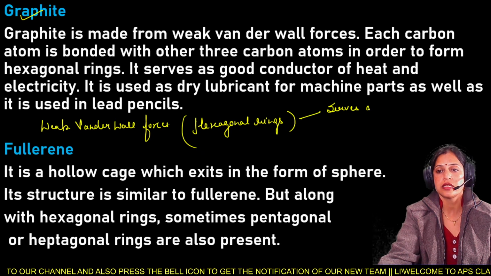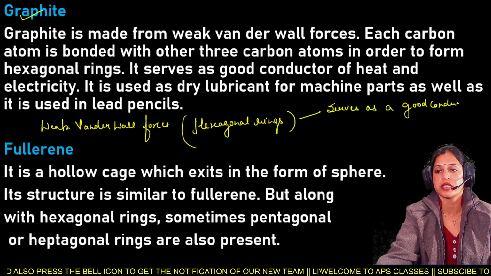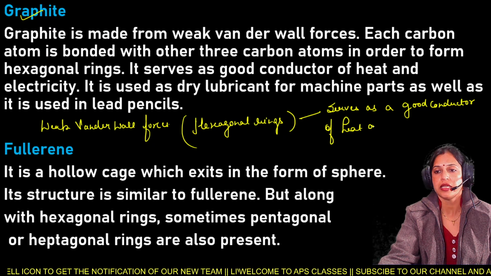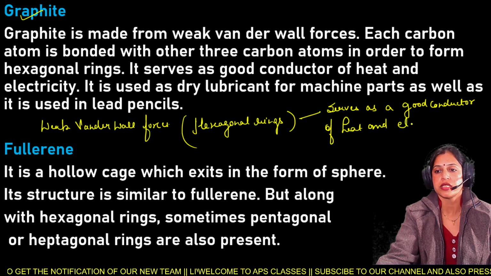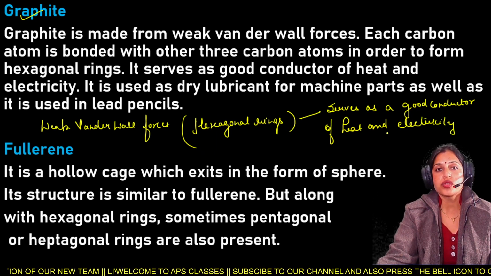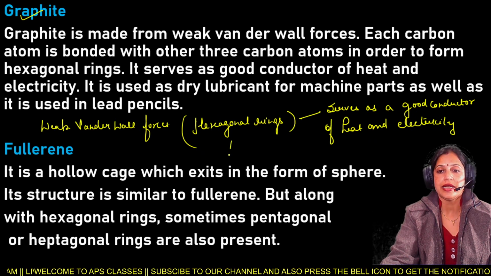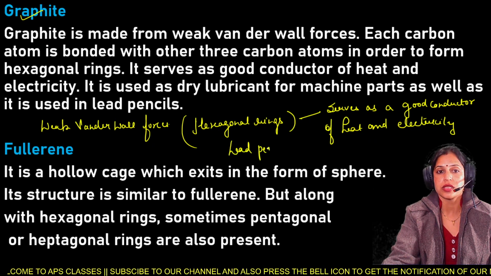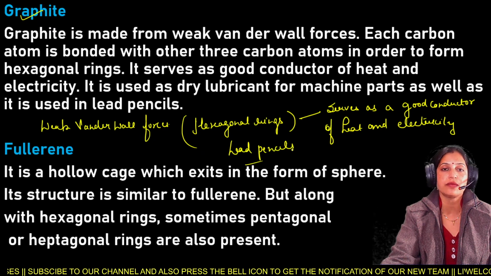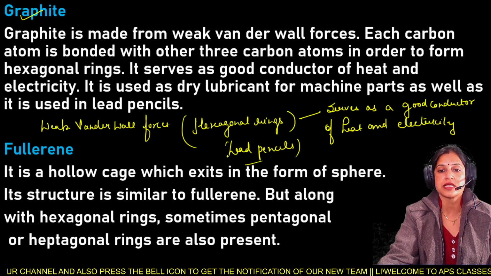Graphite is a good conductor of heat and electricity. It is used as a dry lubricant for machine parts, as well as in lead pencils. So graphite is always used as a dry lubricant, especially for machine parts, as well as in lead pencils.